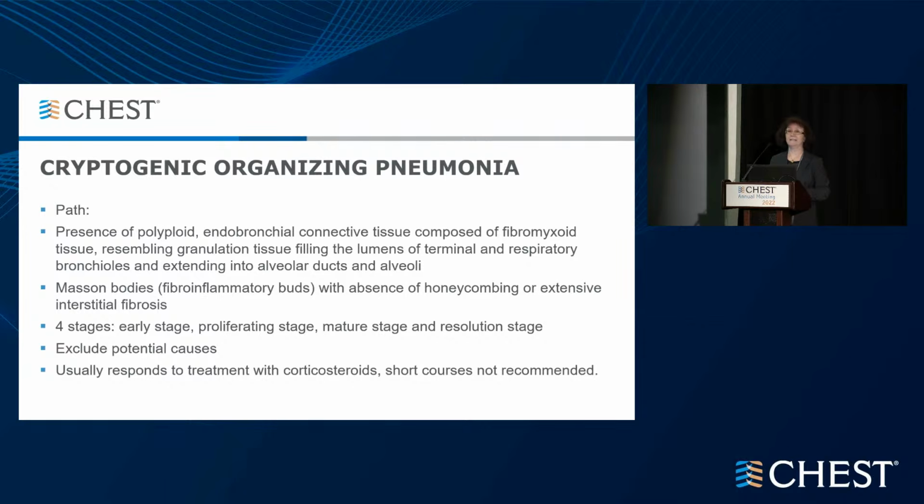But they don't have any fibrosis, no honeycombing, no fibrotic changes of any type. Four stages have been described in pathology, and they usually resolve with corticosteroids. The most important part about the use of prednisone is that it cannot be stopped too soon. Too soon, how much is too soon? Many of these patients get treated for 6 months to a year. If it gets discontinued too fast, they can have a relapse.